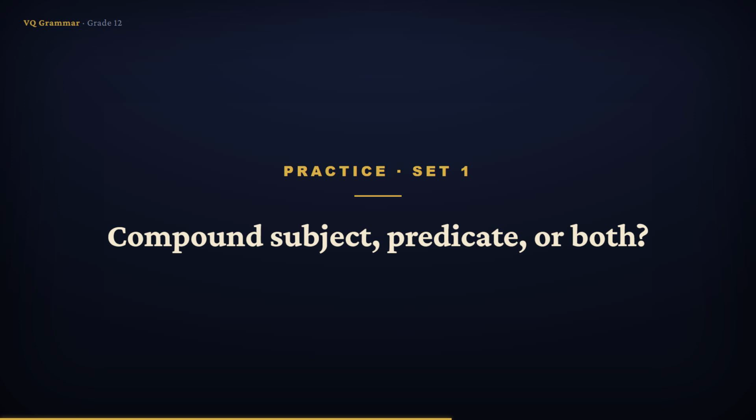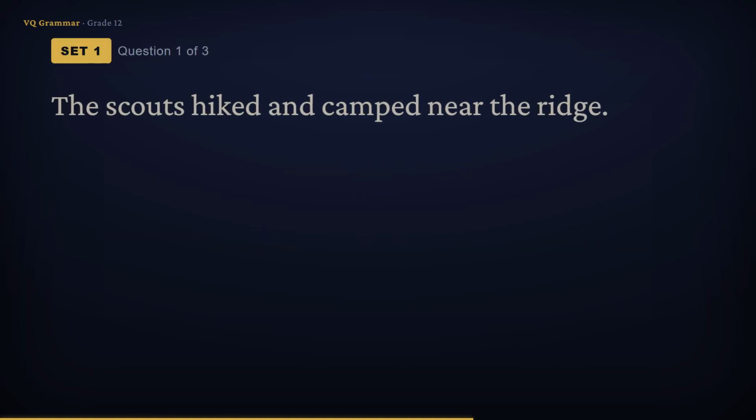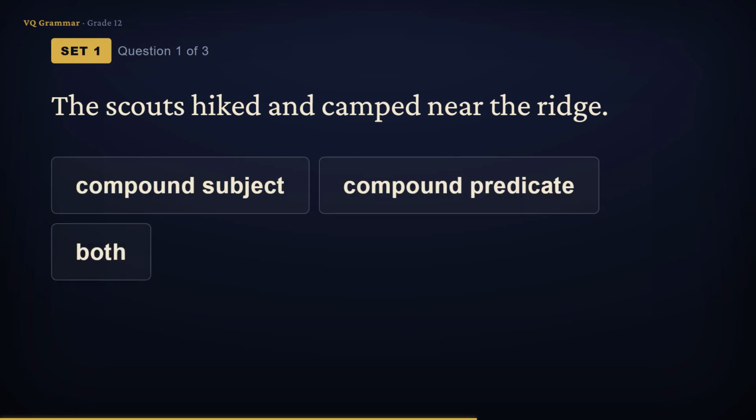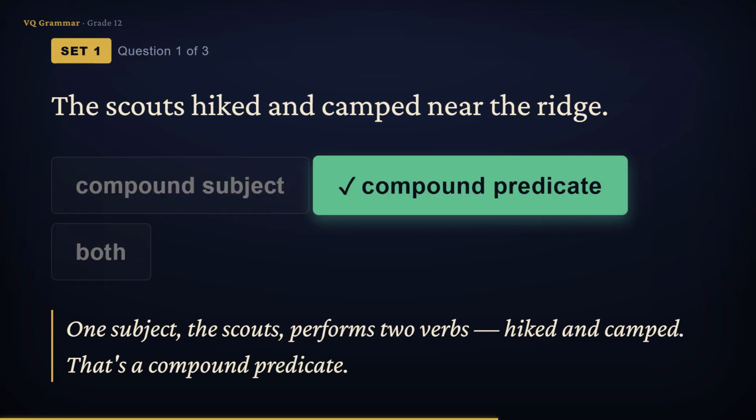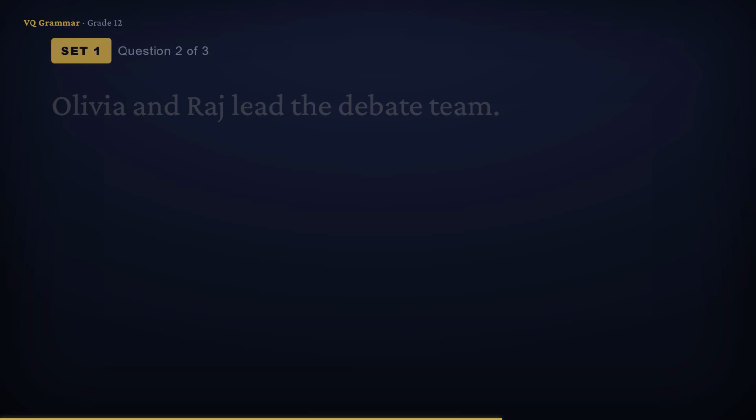In this first set, I'll show you a sentence and you decide. Is the subject compound? Is the predicate compound? Or are both compound? Pause the video and choose before I reveal each answer. The scouts hiked and camped near the ridge. There's just one subject here, the scouts, but they do two things. They hiked and they camped. 2 verbs, 1 subject. So this is a compound predicate.